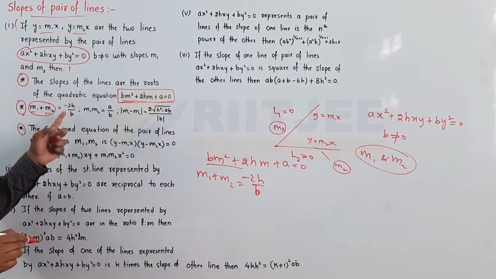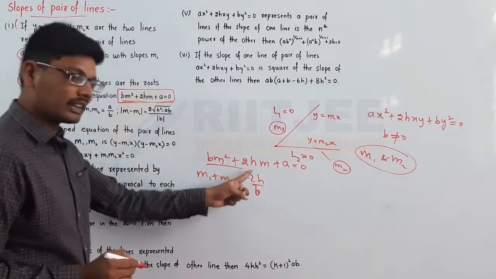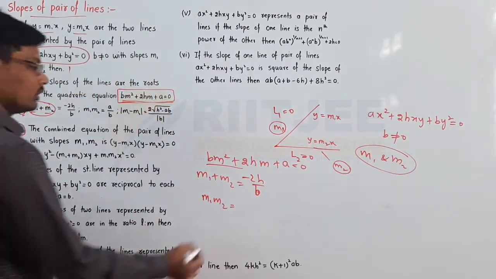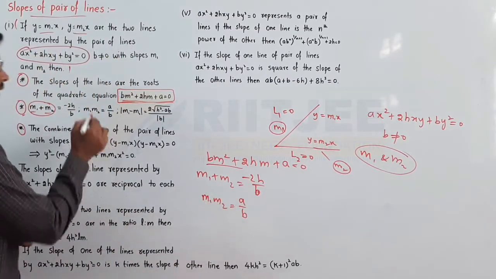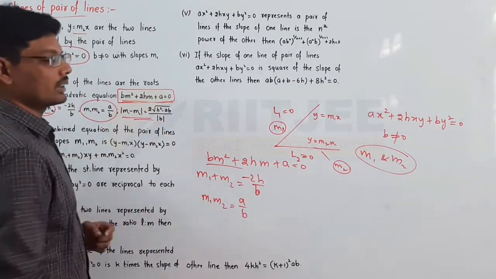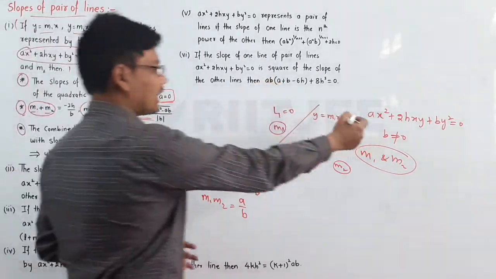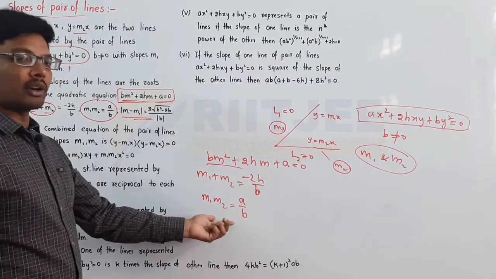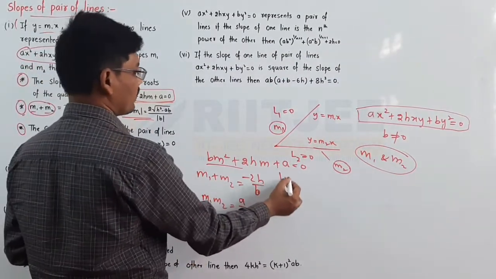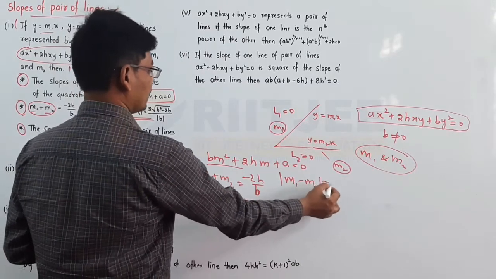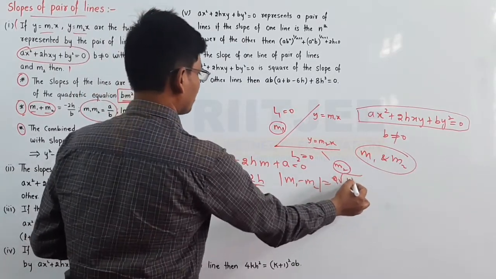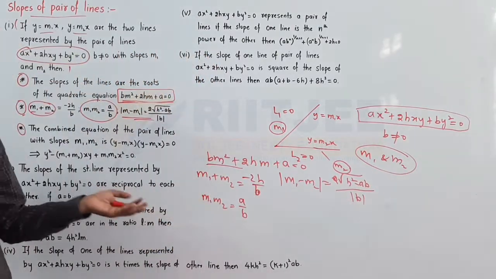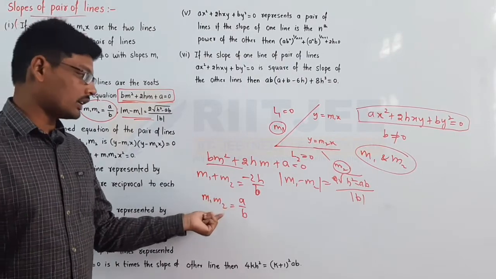m1 plus m2 is equal to minus 2h by b, and the product of the roots for the quadratic equation, m1 into m2, is equal to a by b. This is the product of the roots, and then the difference of the roots. According to this pair of straight lines equation we can find the sum of the roots, the product of the roots, and the difference between the roots. Modulus of m1 minus m2 is equal to 2 into square root of h square minus ab, by modulus of b.